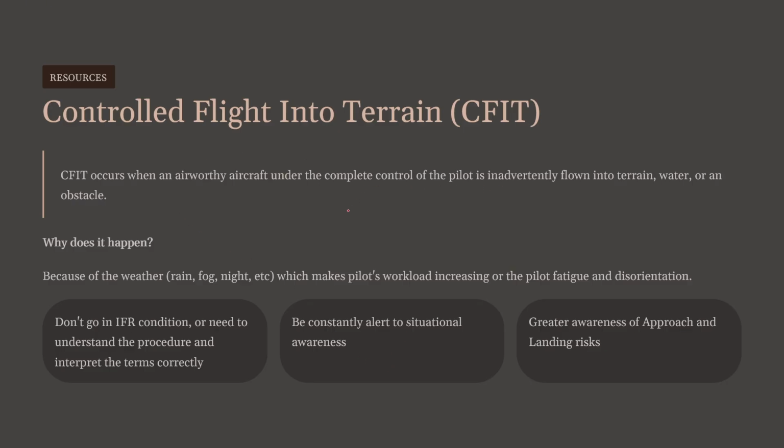CFIT. This slide talks about controlled flight into terrain, or CFIT. This happens when an airworthy aircraft under the pilot's control is unintentionally flown into terrain, water, or an obstacle. This often happens because of poor visibility, weather, fatigue, disorientation, or loss of situational awareness. So that's why understanding weather, maintaining awareness, and correctly interpreting procedures are so important. And CFIT is a strong reminder that being in control of the airplane is not enough if the pilot is not fully aware of the environment.